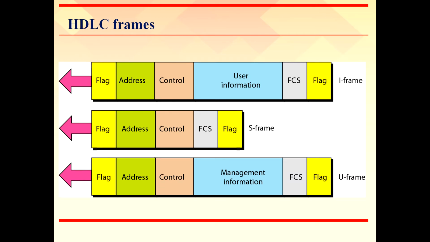Here we use a total of up to six fields: flag field, address field, control field, user information, and FCS, that is the frame check sequence. The I frame has up to 6 fields, including both flags. Coming to the S frame: flag, address, control, FCS and flag. This is a total of 5 fields. And coming to the U frame, the U frame also contains up to 6 fields, including both flag fields. Let us discuss each frame in detail.